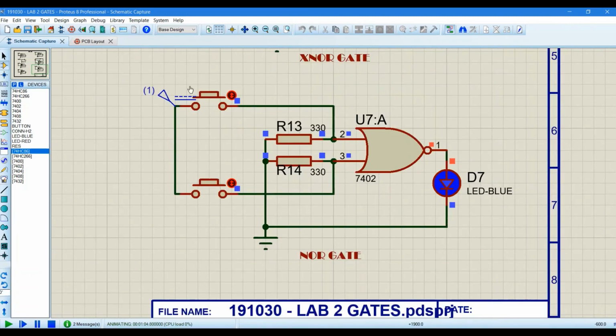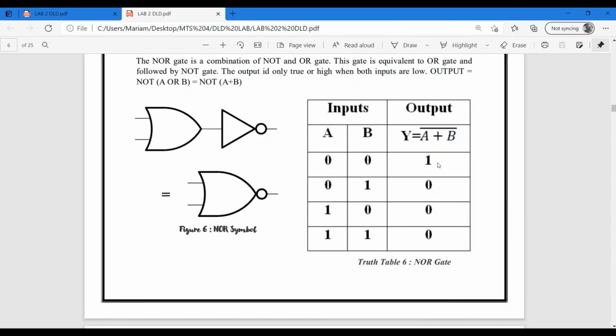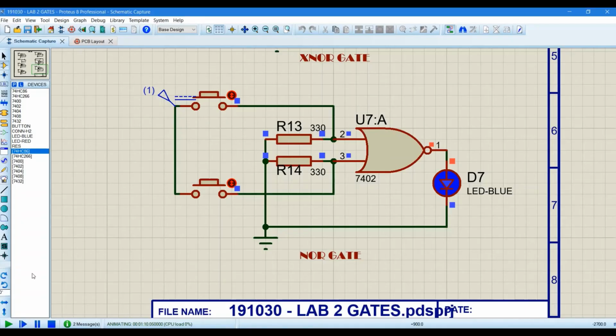Here is shown when both are at 0 state, the LED is on, as is shown by its truth table. But otherwise, it gets off. At all other conditions, the LED is off.